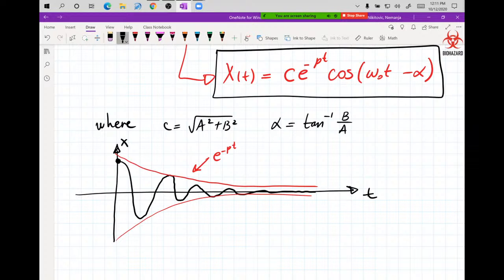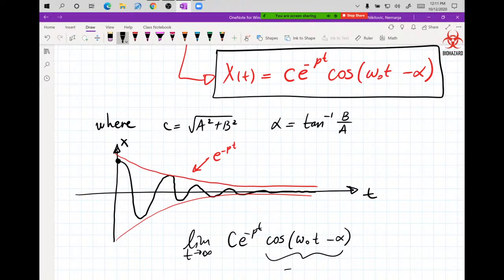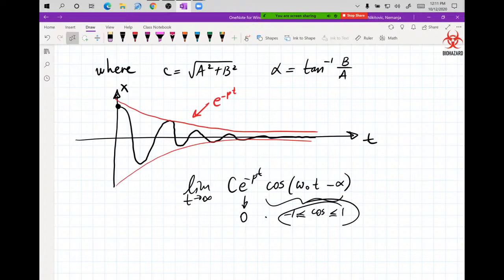So now we can say, the limit as t goes to infinity of Ce to the negative pt times the cosine of omega 0 t minus alpha. This part is always going to oscillate between -1 and 1, but this part goes to 0. So when you multiply any number from this range by 0, the limit is always 0. That means that this object eventually has to stop, right?